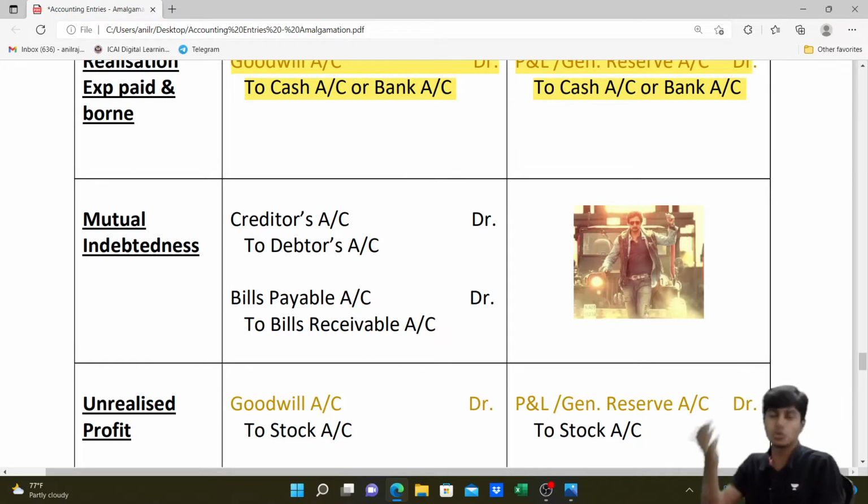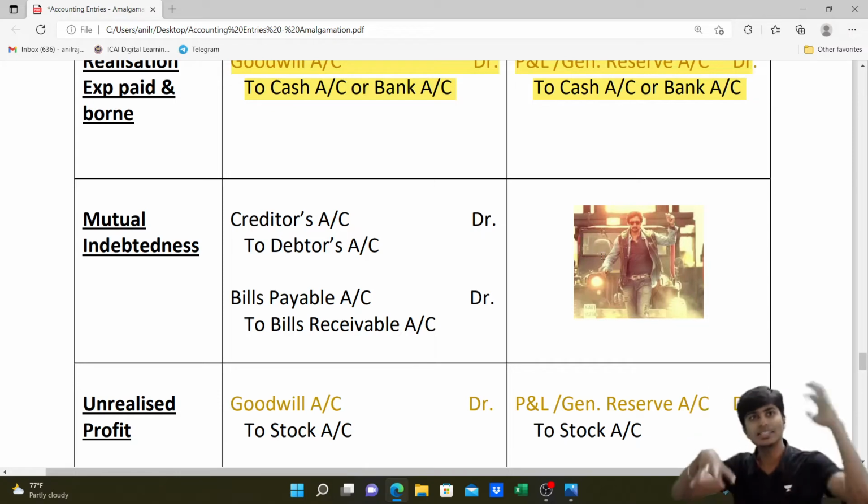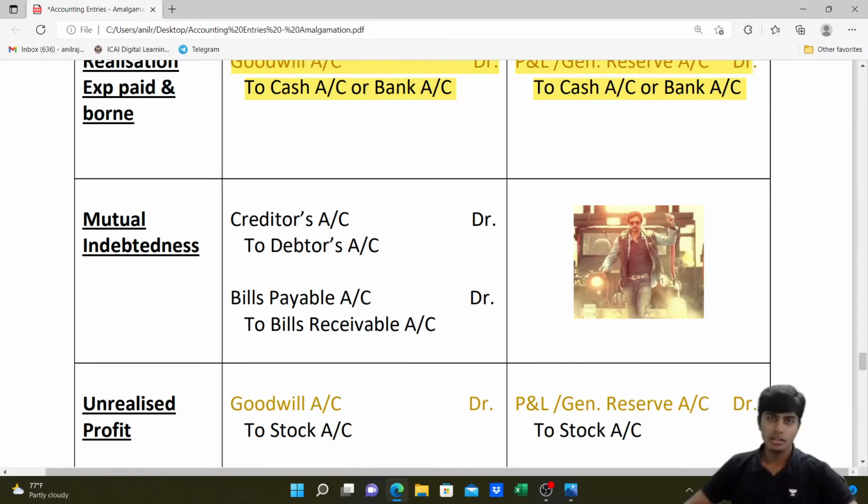Total balance sheet asset, total balance sheet liability, both will increase. The balance sheet will tally at a higher amount. Because we are one entity now, we don't have to pay money to ourselves. We can reduce the assets and reduce the liabilities, the respective asset and liability: debtor, creditor, or bills receivable, bills payable. That is called mutual indebtedness. So to decrease the liability, we debit it. To decrease the asset, we credit it.